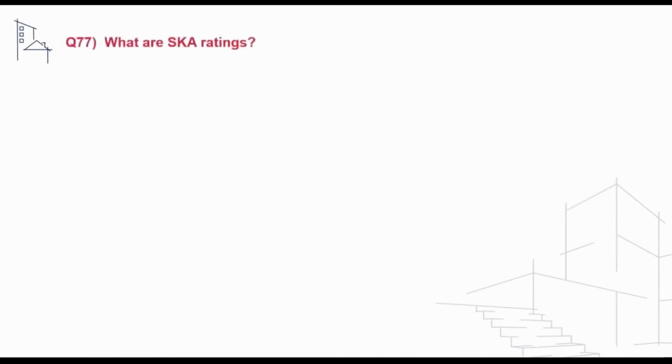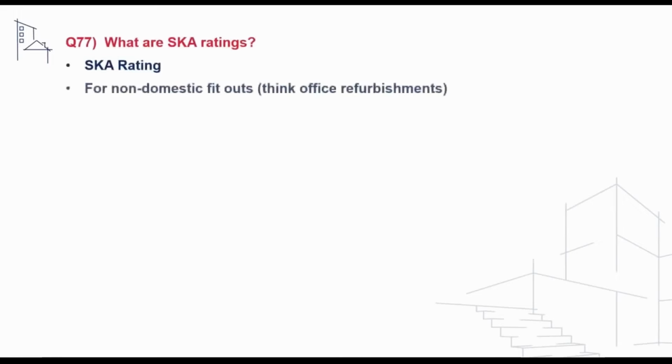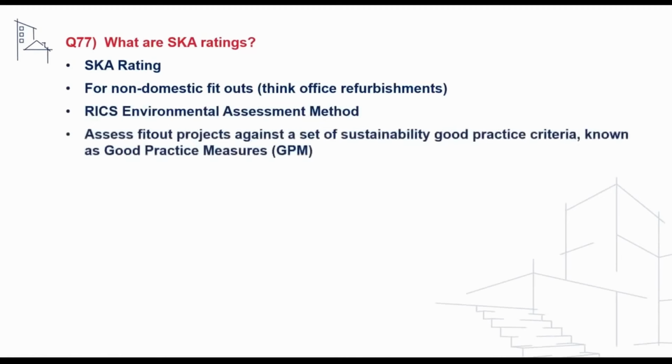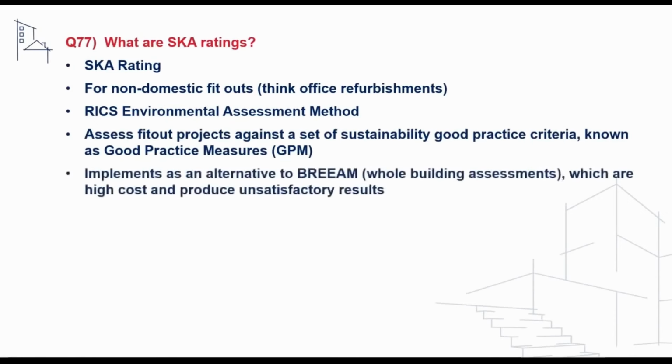We may also be asked a question on our knowledge of SKA ratings, and to address this we can say that these apply to non-domestic fit-out projects, for example office refurbishments. And this is a RICS environmental assessment method. It assesses fit-out projects against a set of sustainability good practice criteria, known as good practice measures, and is implemented as an alternative to BREEAM, which can be considered to be fairly high cost and sometimes to produce unsatisfactory results.